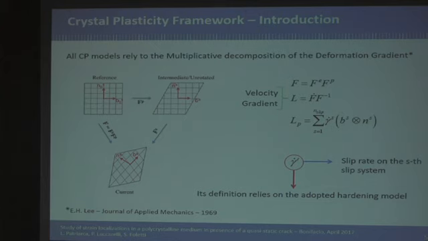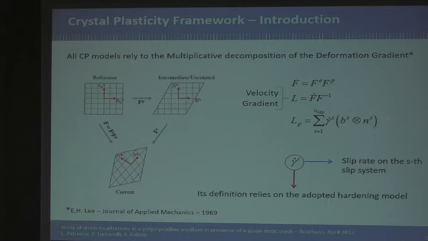Crystal plasticity is based on the multiplicative decomposition of the deformation gradient. Basically, this deformation gradient is seen as a multiplication of an elastic deformation gradient and a plastic deformation gradient. By using this tensor, we can define the velocity gradient tensor L. And in particular, if we take a close look at the plastic component of this velocity gradient, we can see that here in this expression the dependence of this velocity gradient on the microstructure. So basically, we have a summation over the slip systems of the crystal lattice that we are investigating. In our case, as I'll show later, it is a face-centered cubic crystal structure.